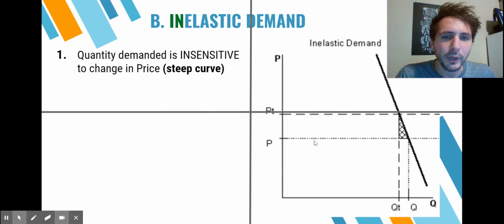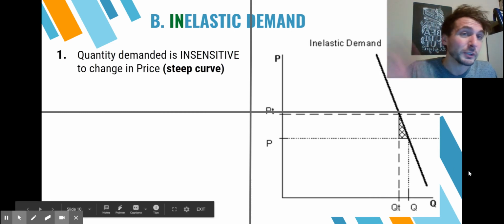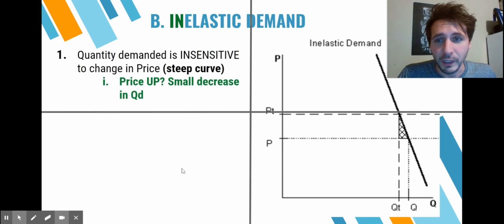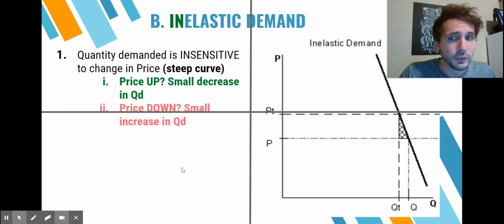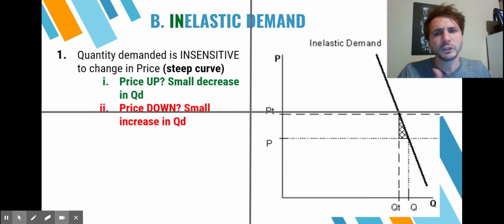So as you can see here, price went up from P to PT, and quantity went down very little from Q to QT. Law of demand still holds. There's not a very big change in the quantity demanded. Price went up, and it didn't really change consumer behavior all that much. So price goes up, there's a small decrease in quantity demanded, vice versa. When price falls, there's a very small increase in quantity demanded.